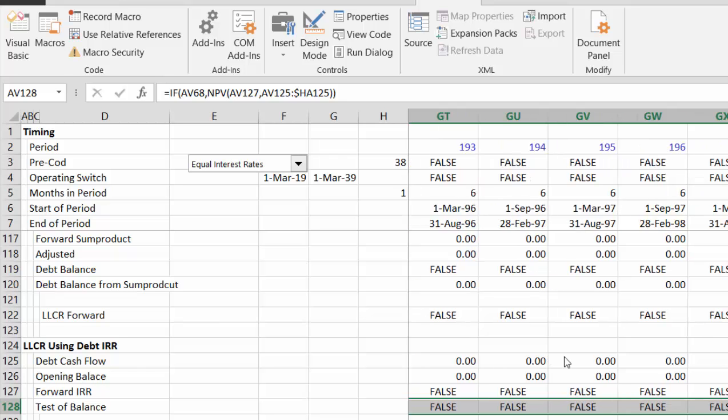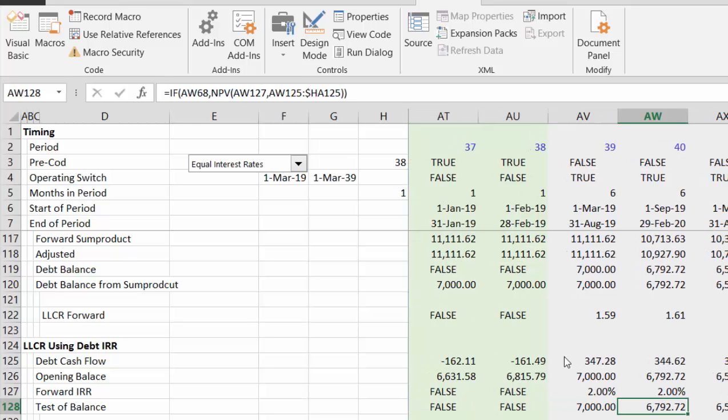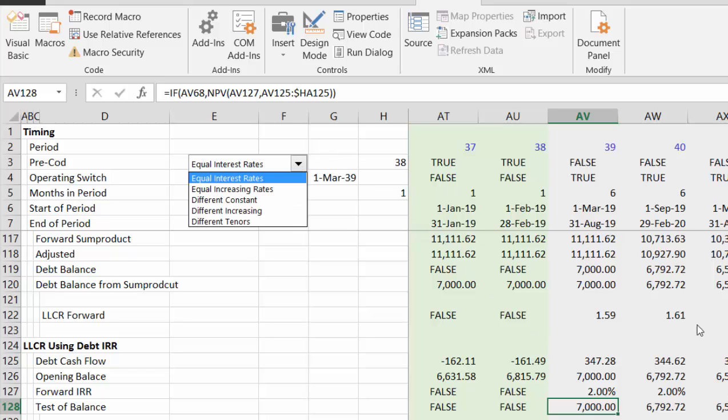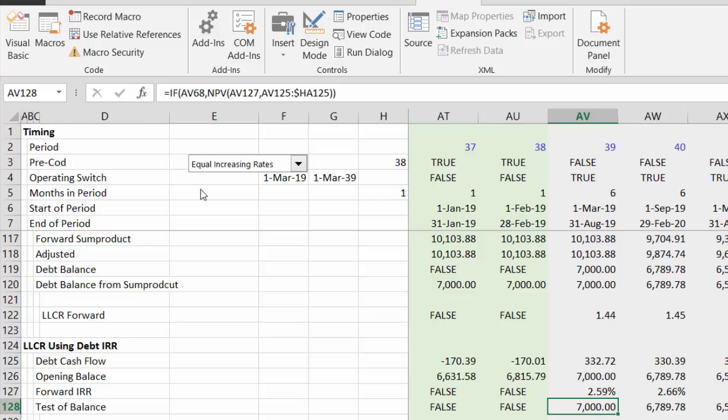Okay, so this looks pretty close. I don't quite understand why it's got a tiny little bit of difference here. That's with equal interest rates. We could even put a test now if we have equal interest rates on the two things but increasing. You can see it's still working, and so is the sum product.